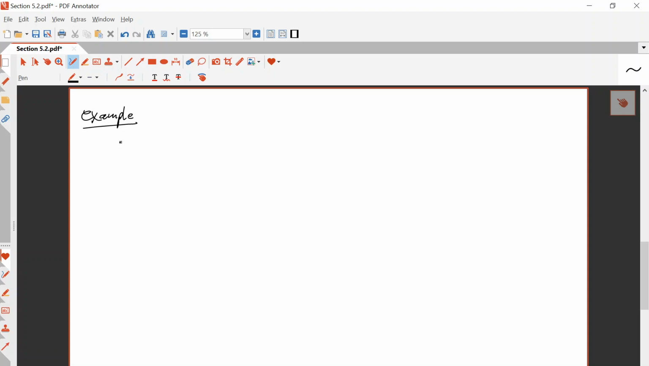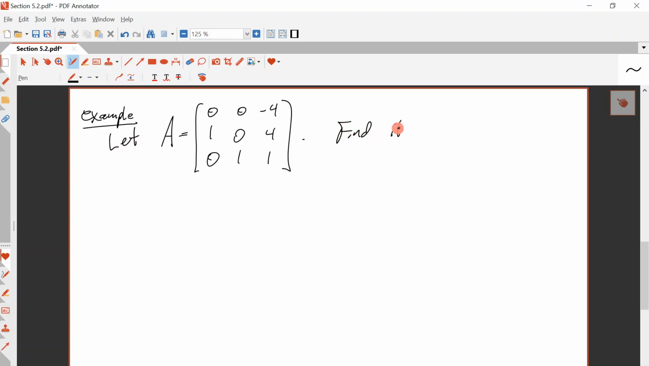what was it? 0, 1, 0, so 0, 0 minus 4. 1, 0, 4. 0, 1, 1. So let A equal this. I'll find its characteristic polynomial and its eigenvalues.